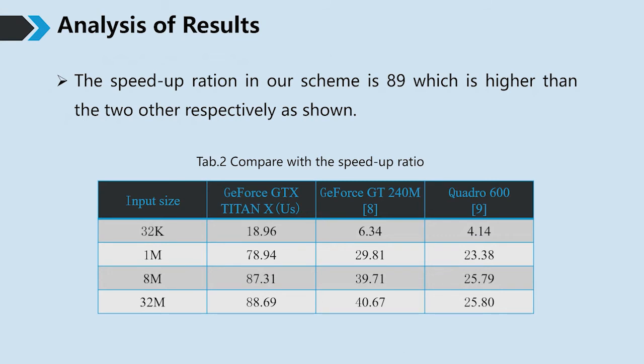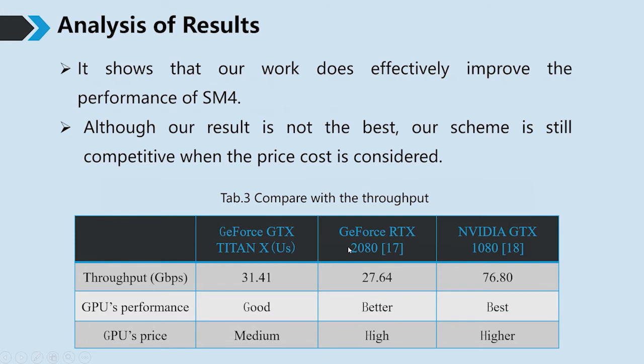Compare the final optimization result of this article with others. The speed of operation in our scheme is 89, which is higher than the two others respectively, as shown in the table. But because we use different GPUs, the higher speed in our article might be caused by the better performance of the GPU itself. Therefore, we compare our throughput results with the different two. The GPUs they use are better than ours. We found that our throughput is in the middle of all. It shows that our work does effectively improve the performance of SM4. Although our result is not the best, our scheme is still competitive when the price cost is considered.